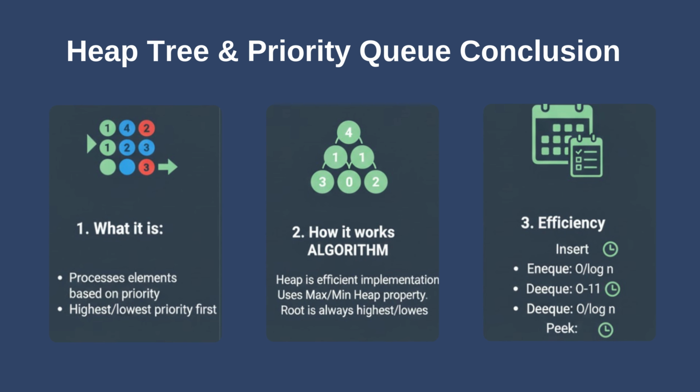In the summary, we can say a priority queue processes elements based on priority. A heap tree is an efficient way to implement a priority queue. NQ and DQ operations take O(log n) time. Heaps ensure that the highest or lowest priority element is always available.